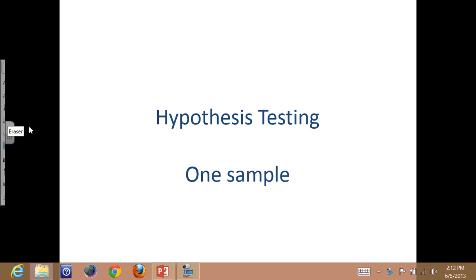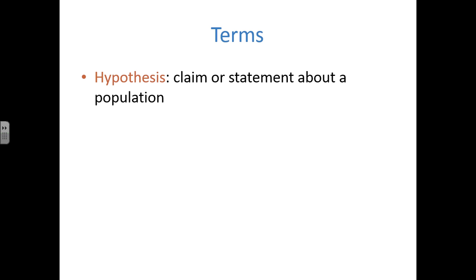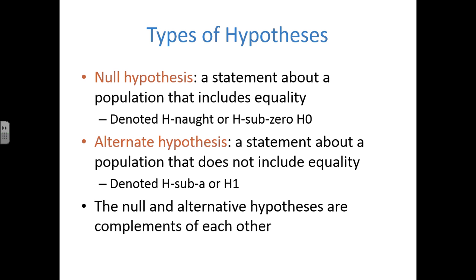Okay, so now we're going to start hypothesis testing using one sample. Remember, hypothesis testing is used to test a claim about a population parameter. We have a few new terms. First, a hypothesis. A hypothesis is a claim or a statement about a population. And a hypothesis test is a procedure for testing the claim about a population parameter.